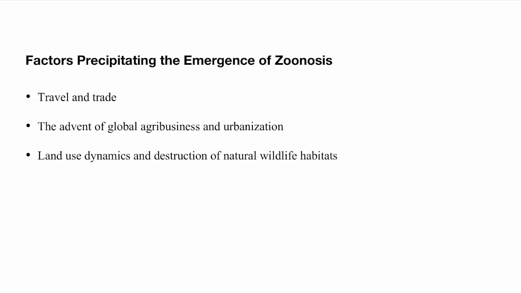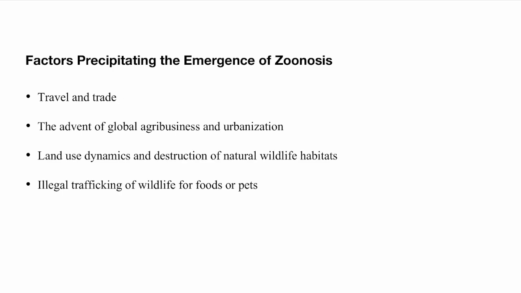Another is land use dynamics and destruction of natural wild habitats. What this does is increase the exposure of humans to animals. Animals' natural habitat is destroyed by the ever expanding land use of humans, and that's how they get exposed to wild animals. If the wild animals carry infective agents, they can easily get transmitted to the human population.